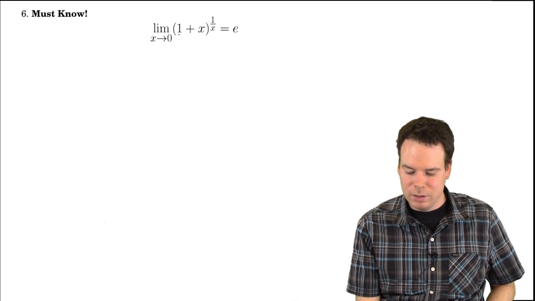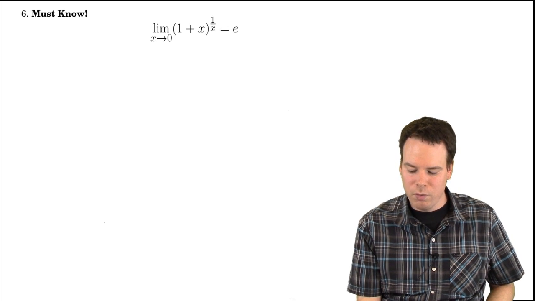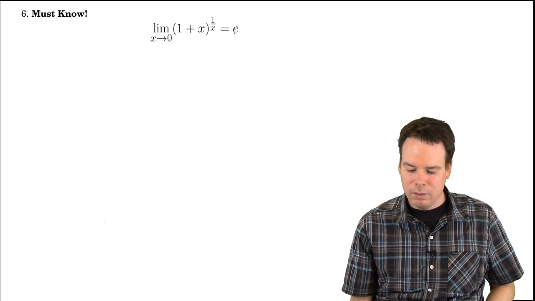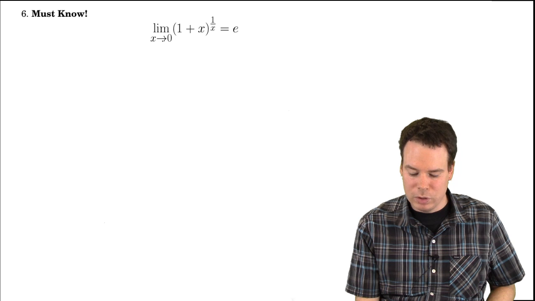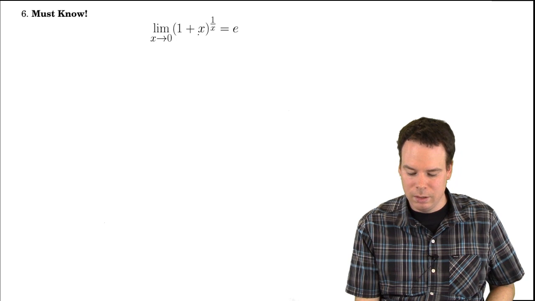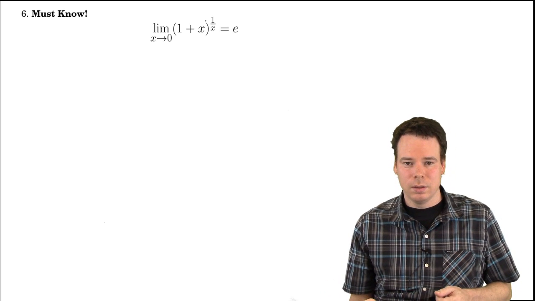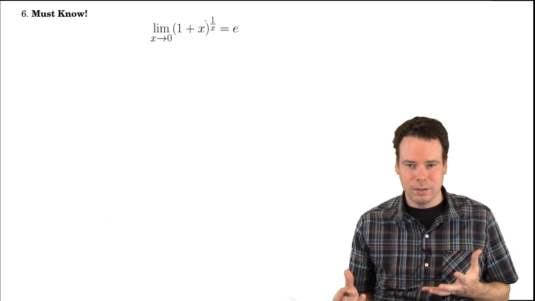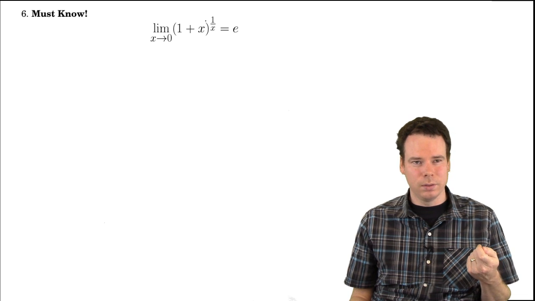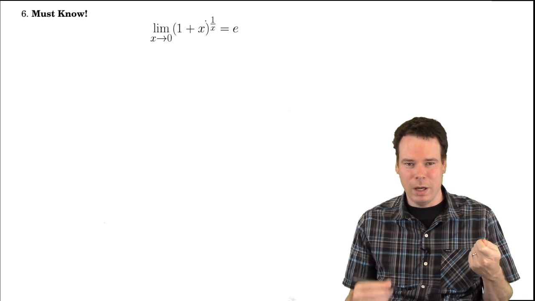The limit as x goes to 0 of (1 + x)^(1/x) is e. Now notice this is an indeterminate form. If I was just to take x equals 0 and plug it in, I get 1 raised to the power of 1 over x, essentially like 1 to the infinity. So what is it? Well, you might think 1 to the infinity should be 1, because 1 to the power of anything is 1.